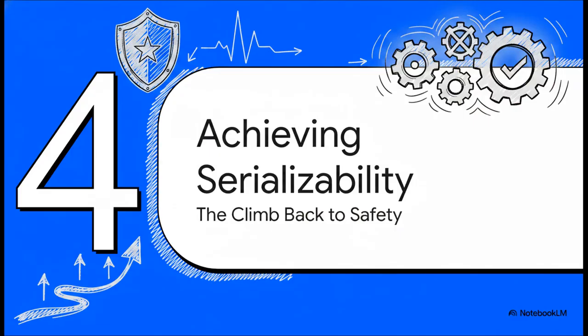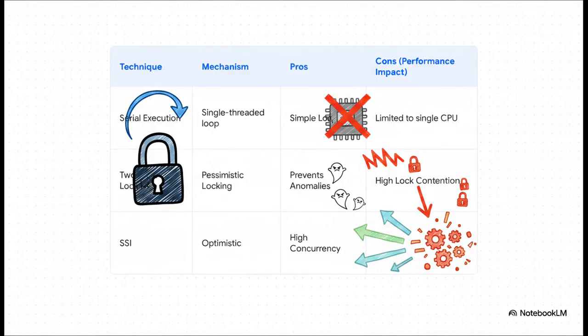All right, we've seen the dragons that live in the lower levels of isolation. So the big question is, how do we get back to that promised land, to serializability, without grinding our whole system to a halt? Well, there are basically 3 schools of thought on this. The first is just do things one at a time, literally, single-threaded. Super simple, but obviously it's not going to win any speed contests. Then there's the old school pessimistic approach, 2-phase locking. Basically, you grab a lock on anything you even look at and don't let go. It's safe, but it's awful for concurrency.